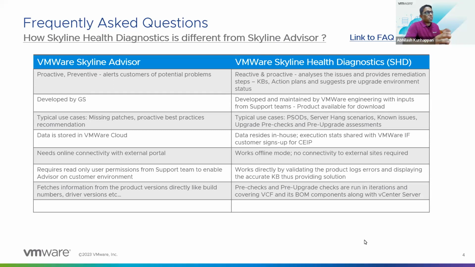So in a nutshell, if I have to conclude on this slide, Advisor is more of a proactive tool which can proactively assess what's happening in the environment and then give you suggestions and recommendations. SHD, in that way, is more of a reactive plus proactive tool which can look into the logs, review the logs, and then give you the analysis. And the analysis is accurate 100%. We will talk about some numbers also, in terms of how many of the issues can be covered. What is the percentage of issues we cover? We'll go through those details in the upcoming slides.